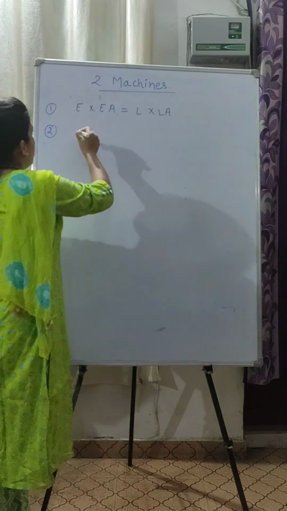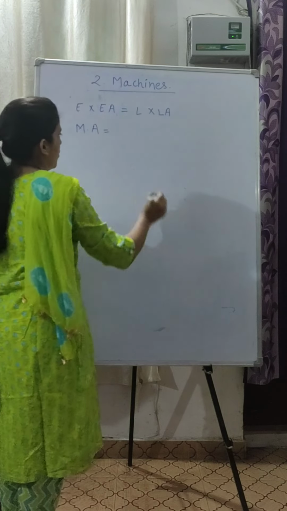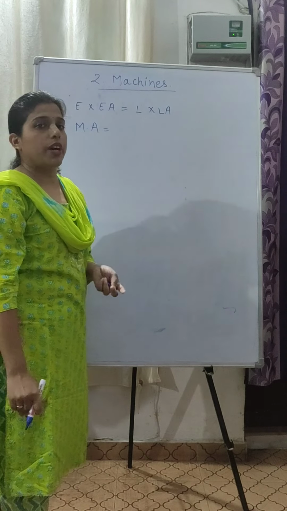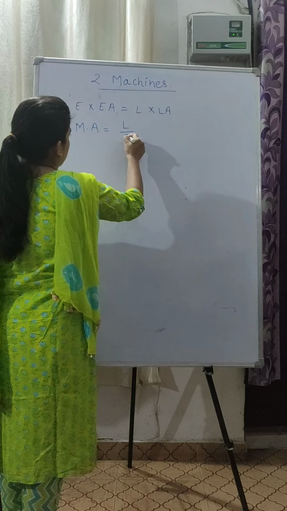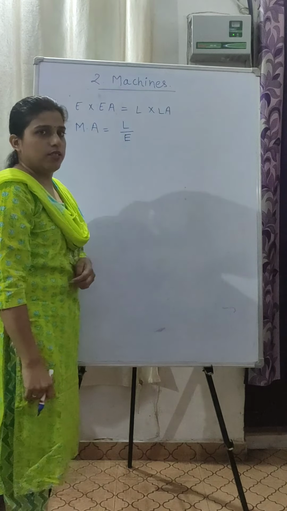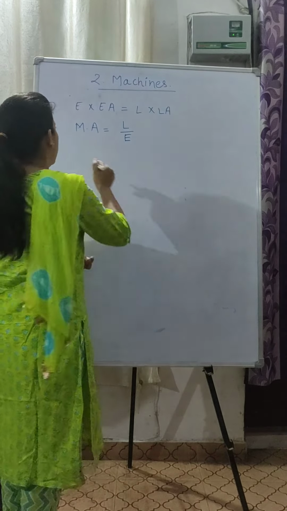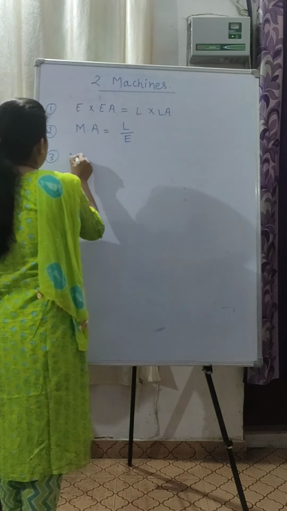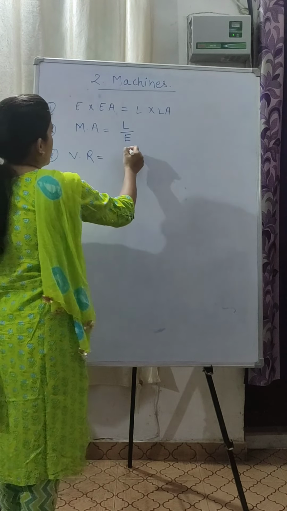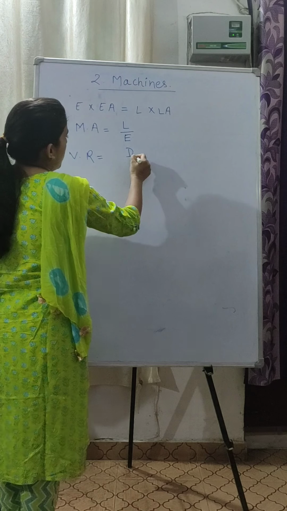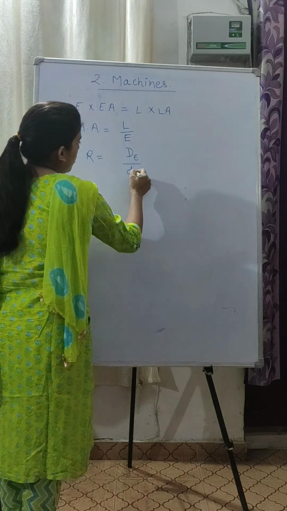The second one is mechanical advantage. The mechanical advantage given by a machine is equal to load upon effort. Load is the work done by the machine, and effort is what we apply on the machine. Number three is velocity ratio. Velocity ratio is the distance traveled by the effort divided by the distance traveled by the load.